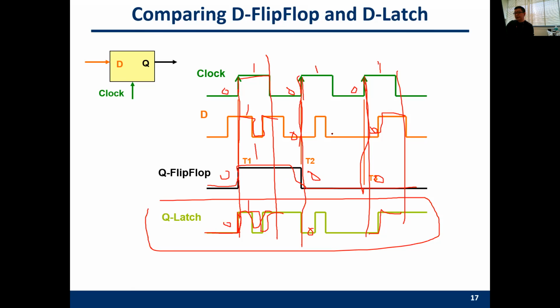So if this is a noise, an error, then the D flip-flop can tolerate this error. But if you use a D latch, then you may have some mistake here. And of course, the error tolerance comes from the hardware, the higher hardware cost you pay, because now you use two D latches as one single flip-flop here.